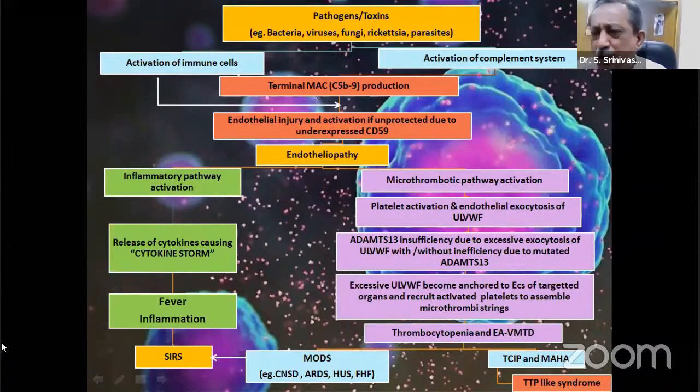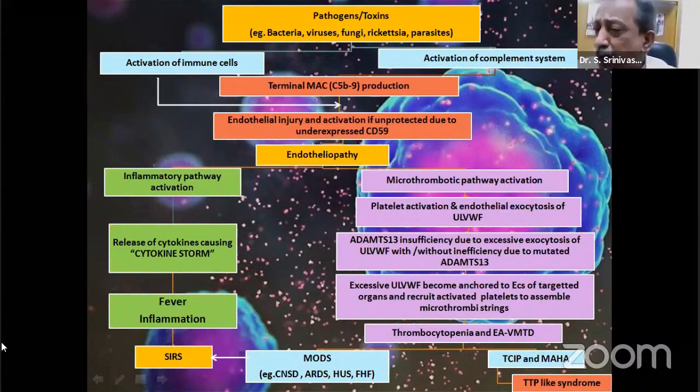And unfortunately, in the COVID situation, because of the inefficiency of this ADAMTS13, or it is not very effective, what happens? All this ultra large von Willebrand factor gets into the endothelial cells and attracts the platelets and causes aggregation. So what happens? Because of these aggregated platelets, because of the large number of ultra large von Willebrand factor, there is a thrombocytopenia and there is a microangiopathic hemolytic anemia. Both together will lead to what is called thrombotic thrombocytopenic purpura. That is called TTP. In this situation, a lot of microthrombi is going to be formed, and this microthrombi can involve any organ and can cause damage.